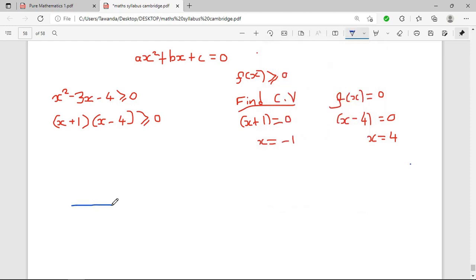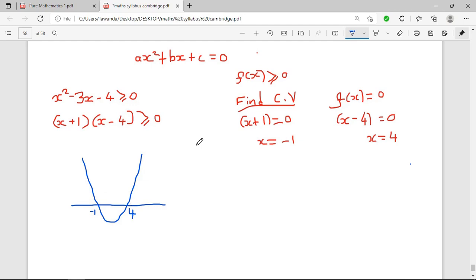As you can see, the coefficient of x squared is 1, which is positive. So our graph is U-shaped. It has a minimum because the coefficient of x squared is 1, which is greater than 0. So here we have minus 1, and here we have 4. The graph that I have drawn is the function f of x. It's greater or equal to 0 here.